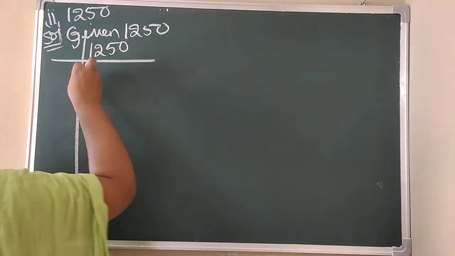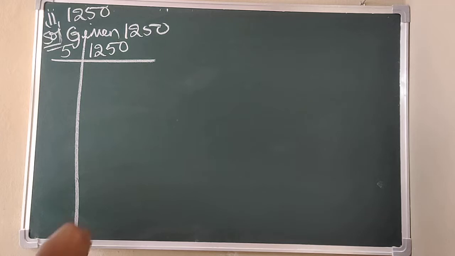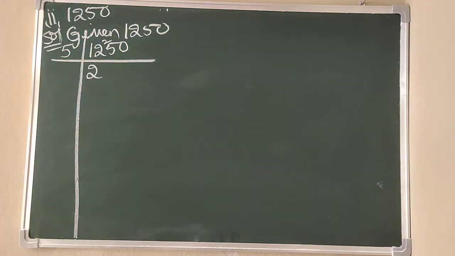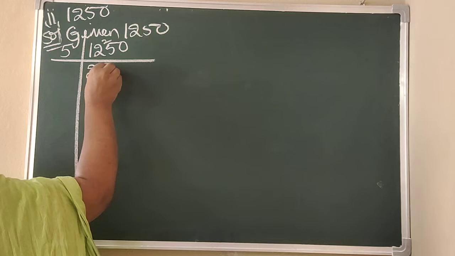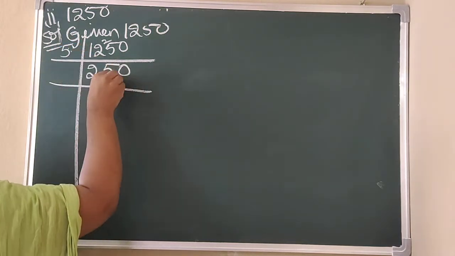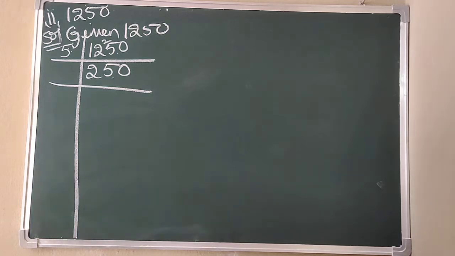So it will go in 5 table. 5 2 times is 10. 2 will be remaining. 5 5 times is 25. 5 0 times is 0. So 250 times is 1,250.